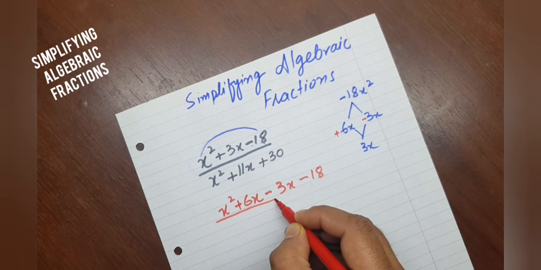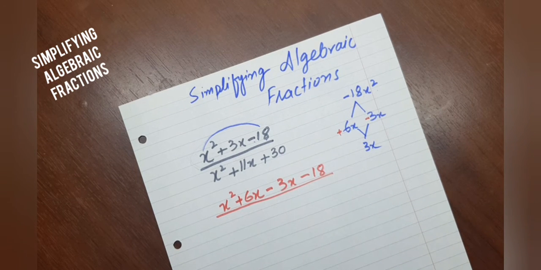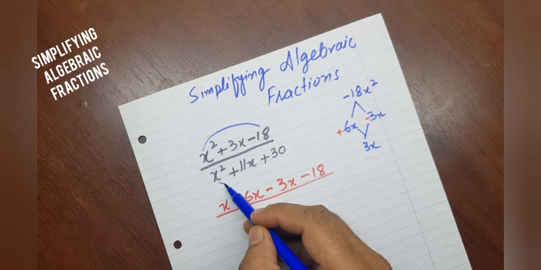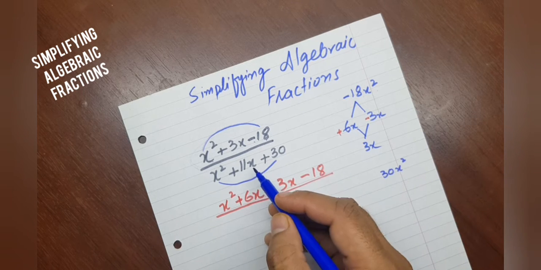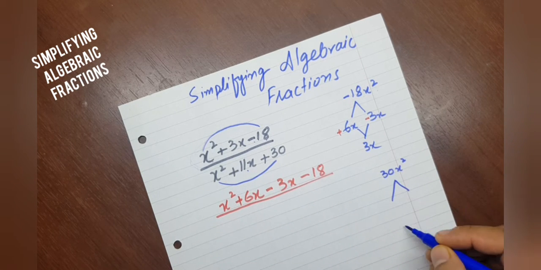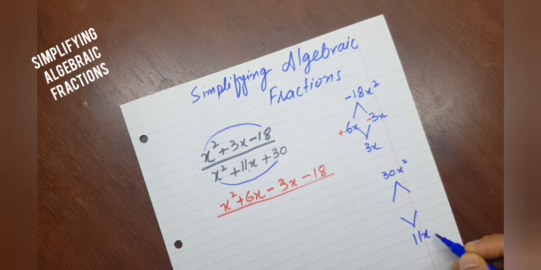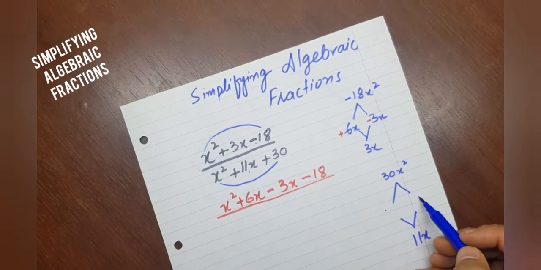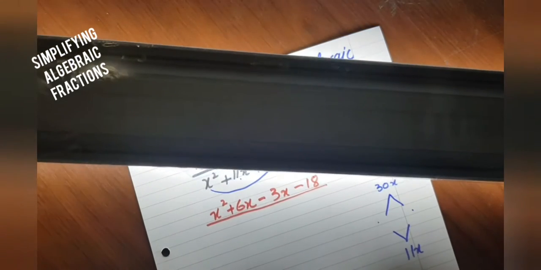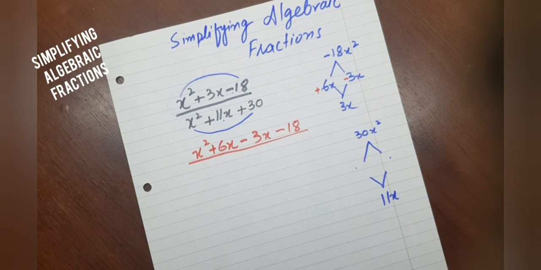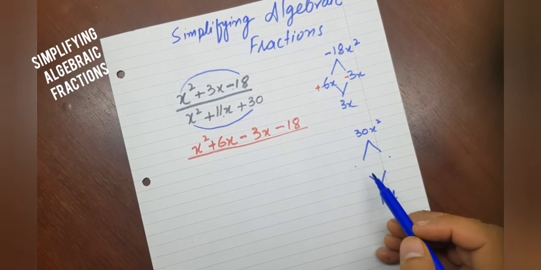And I will draw a line under it. Same thing I will do with my denominator now. For my denominator, I have the same thing: I'll multiply these, so I got 30x squared. And I will draw this line. I will write 11x here. I need two numbers that multiply to give me 30.